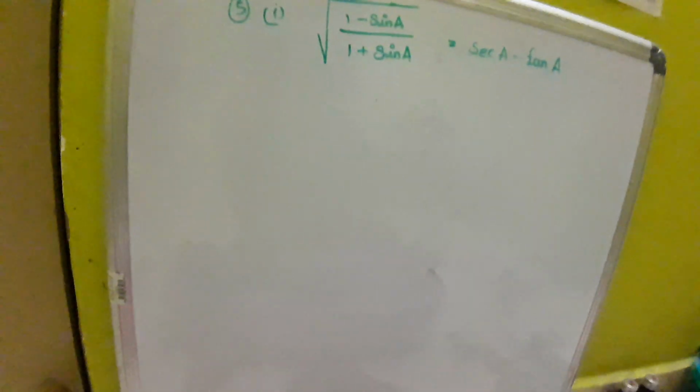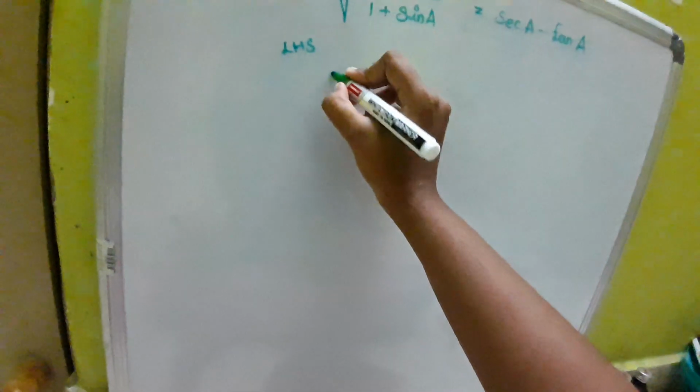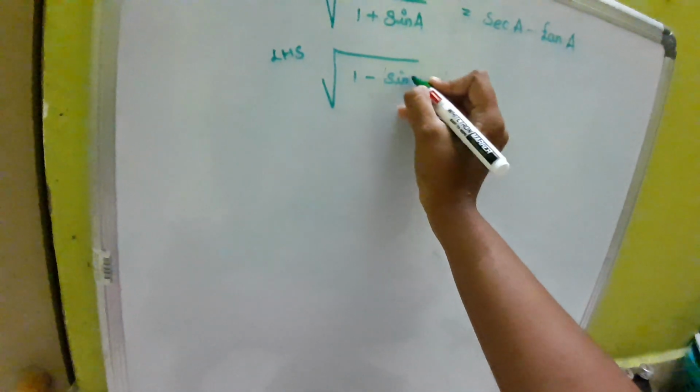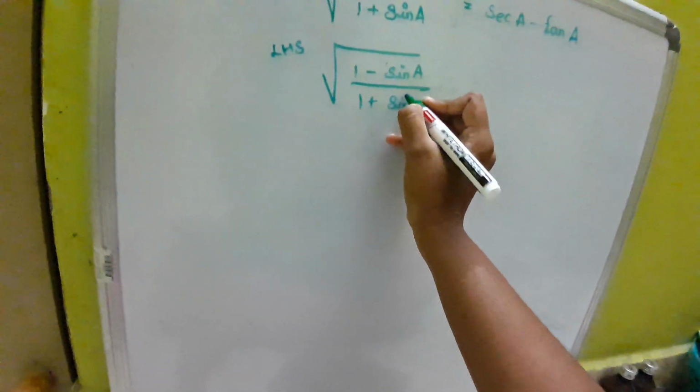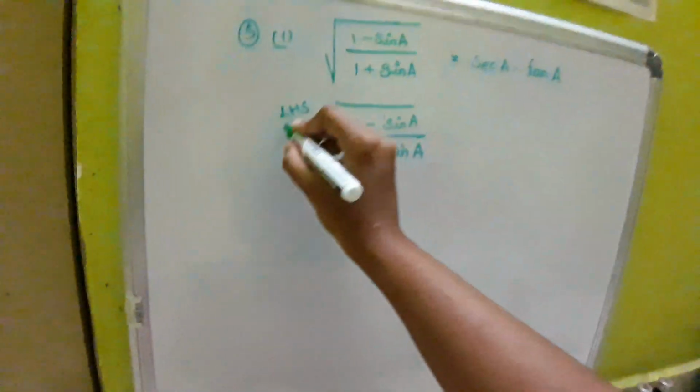In this we're going to take the LHS: root of (1 minus sin A divided by 1 plus sin A). Okay, I'm taking the LHS first.